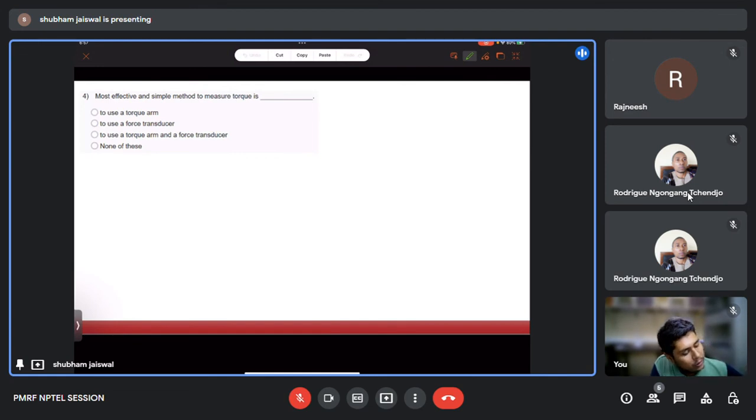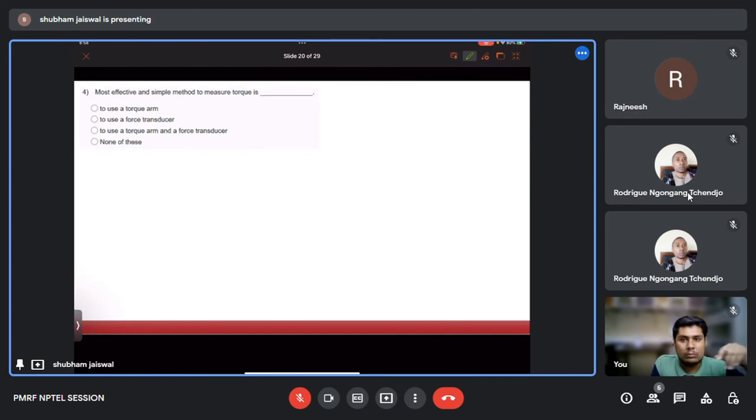We can't measure the torque using the torque arm alone or the force transducer alone. We need to use both of them together to measure the torque. So the correct answer will be to use a torque arm and a force transducer. So moving to our next question.